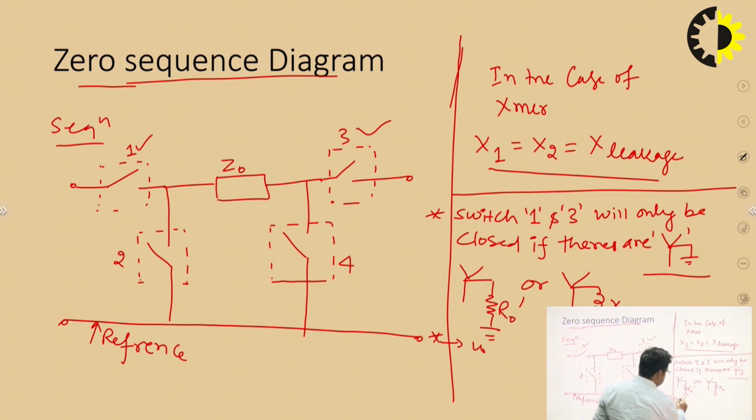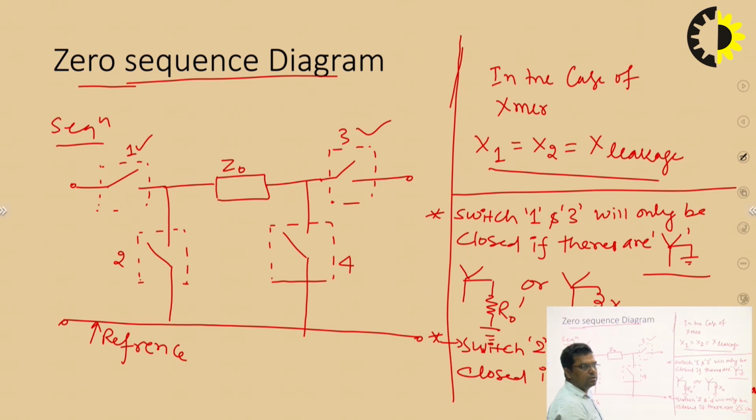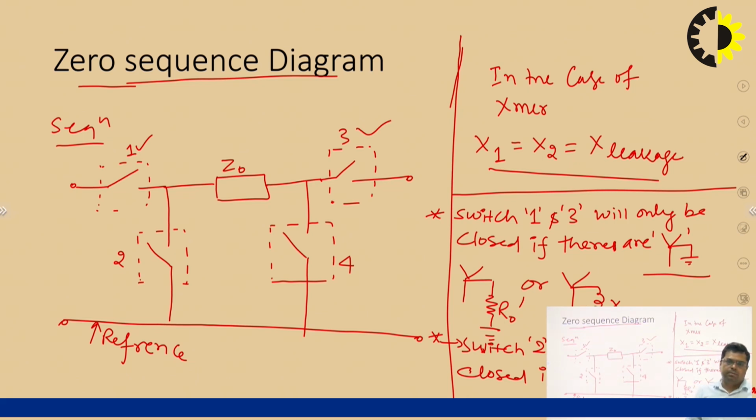Another thing is that switch number 2 and switch number 4 will only be closed if there is a delta connection. So switch number 2 and switch number 4 will only close if there is a delta connection or delta configuration. Otherwise, switch number 2 and switch number 4 will open, similar to the case of switch number 1 and 3. For a better understanding, I have discussed the different configurations of transformers which are generally available in the power system.